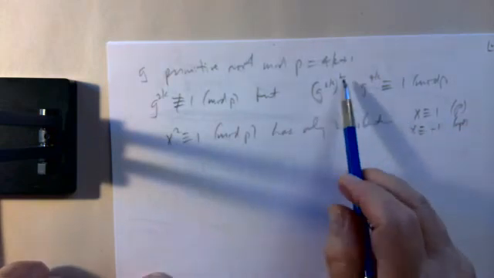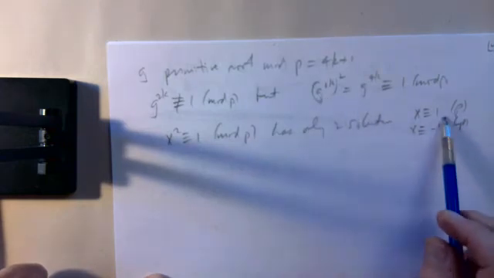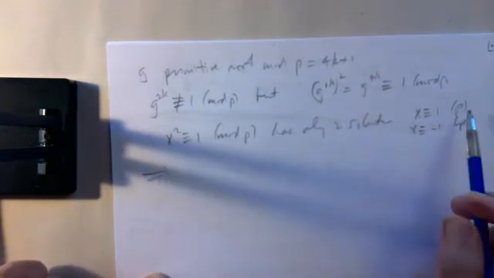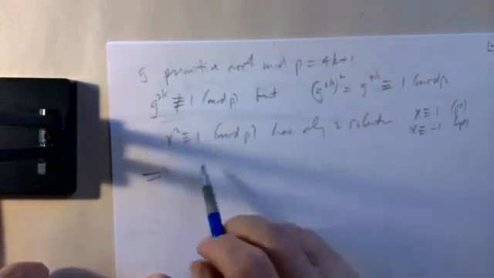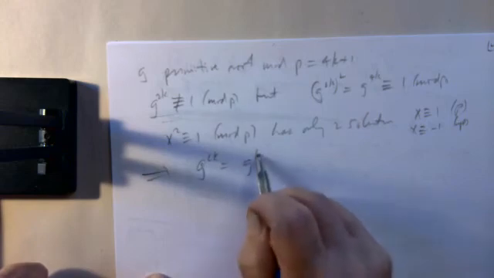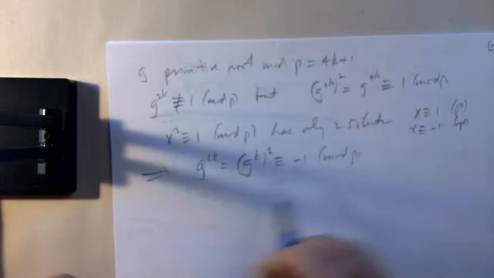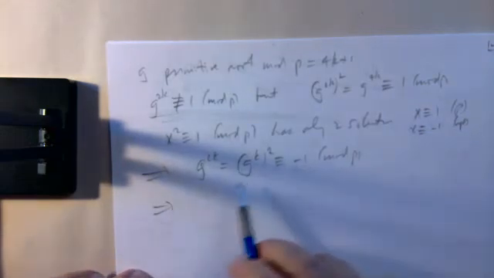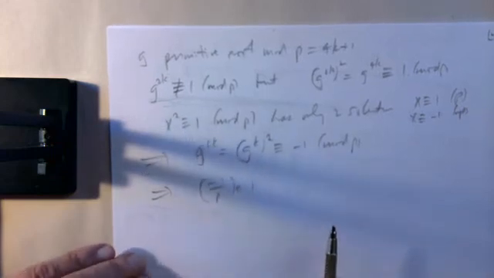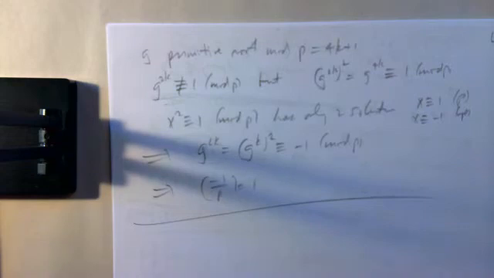And G to the 2K, when you square it, is 1. So G to the 2K is either 1 or minus 1 mod P. And it's not 1. So G to the 2K, which is G to the K squared, is congruent to minus 1 mod P. So minus 1 is a square. So following the hint, that's the proof.